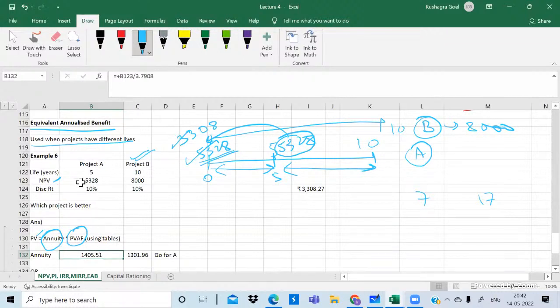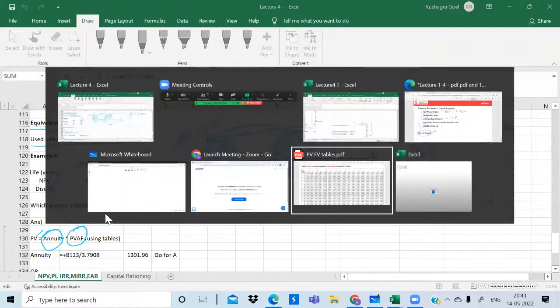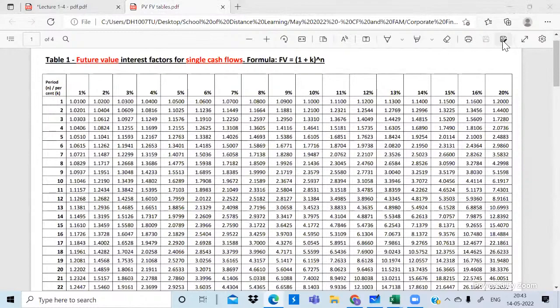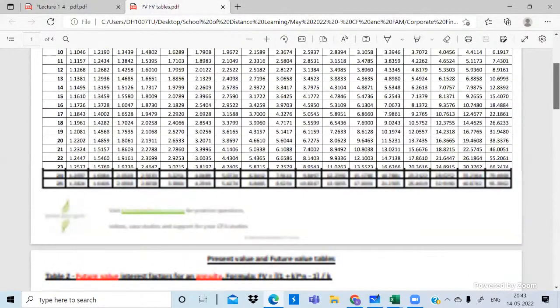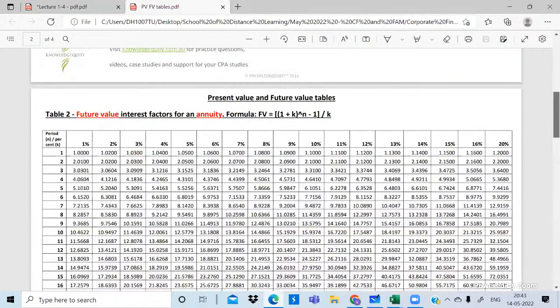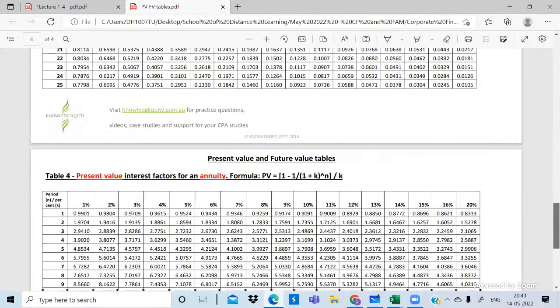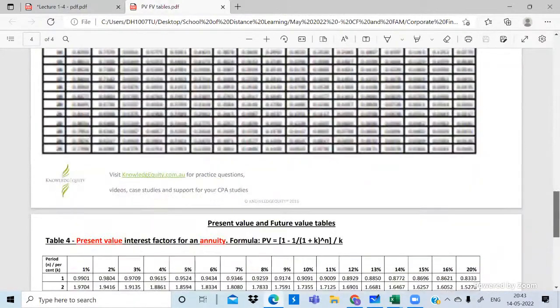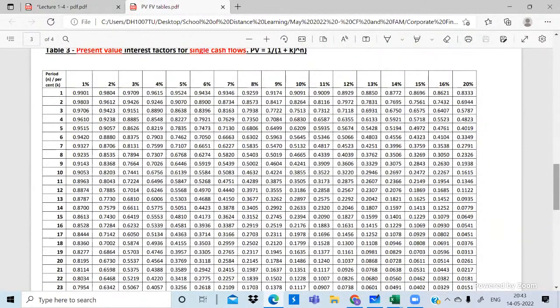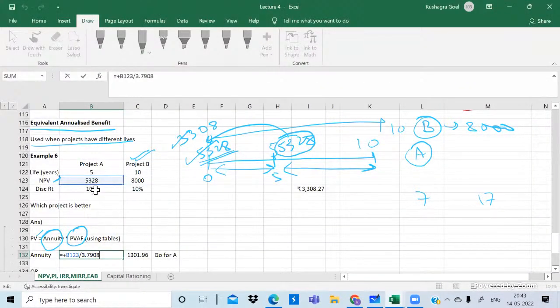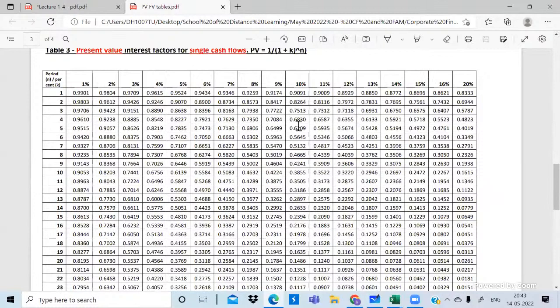So for project A, what is my present value? 5328. So I've got 5328, which is this. And I'll calculate the present value annuity factor, so I go back to my tables. So I go to my present value table. This is my present value table. What I need is the present value factor for 10% for 5 years. So I look at 10% for 5 years.